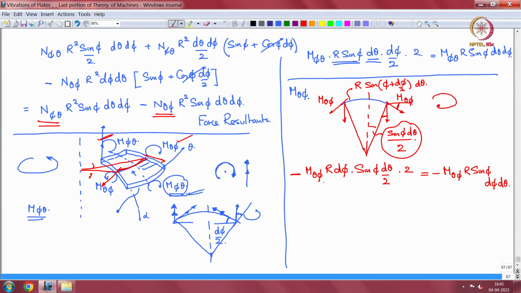If we add all these up, quite interestingly, it looks like this: r squared sine phi d theta d phi, N phi theta minus N theta phi, plus M phi theta by r minus M theta phi by r. Okay, that must be equal to 0, because again we are ignoring the rotational inertia of this differential element. Now watch what happens.